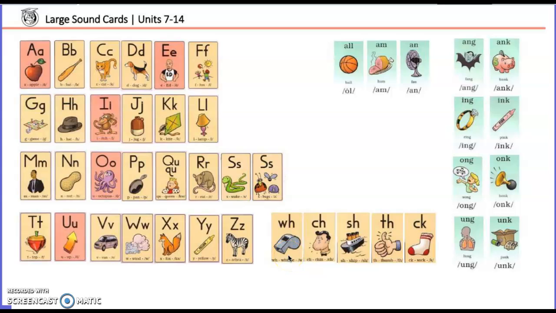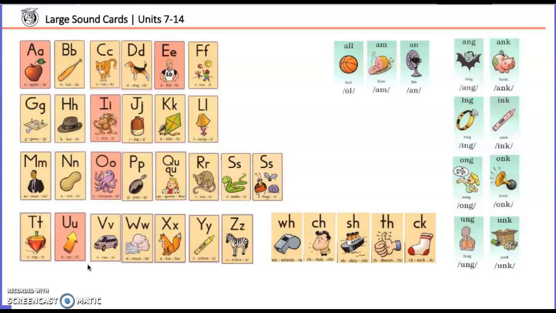Now let's move over to some digraphs. WH, whistle, w. CH, chin, ch. SH, ship, sh. TH, thumb, th. CK, sock, k.